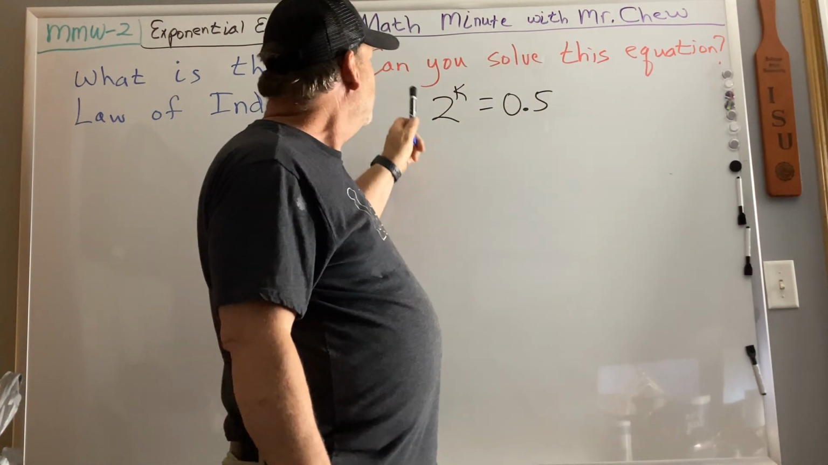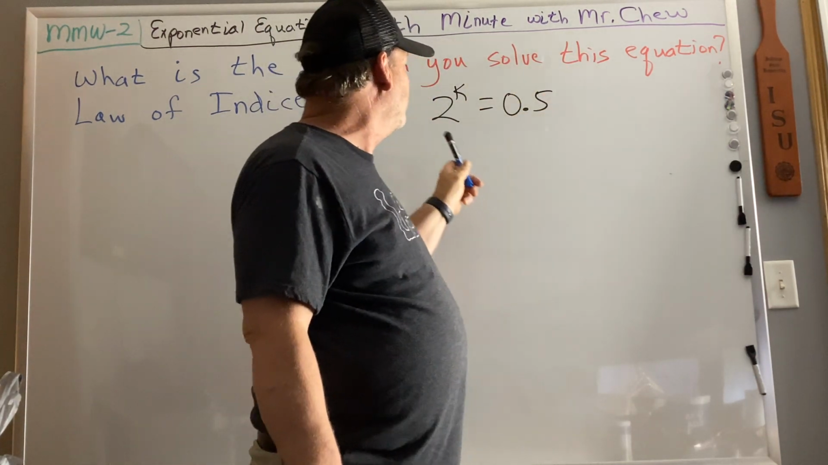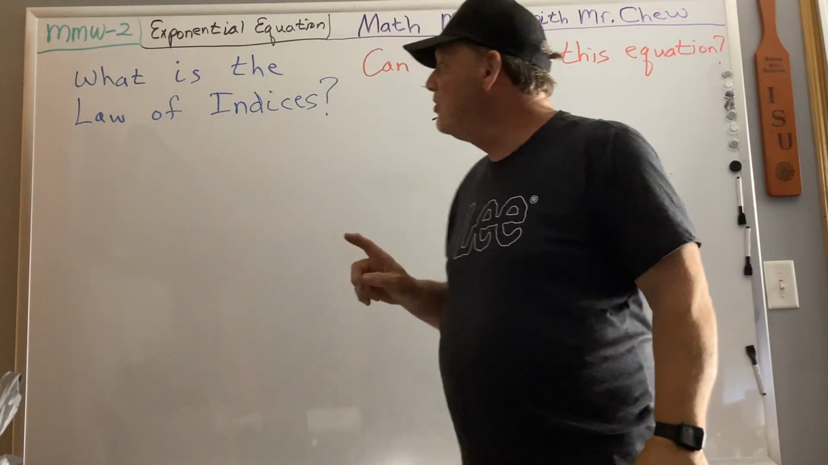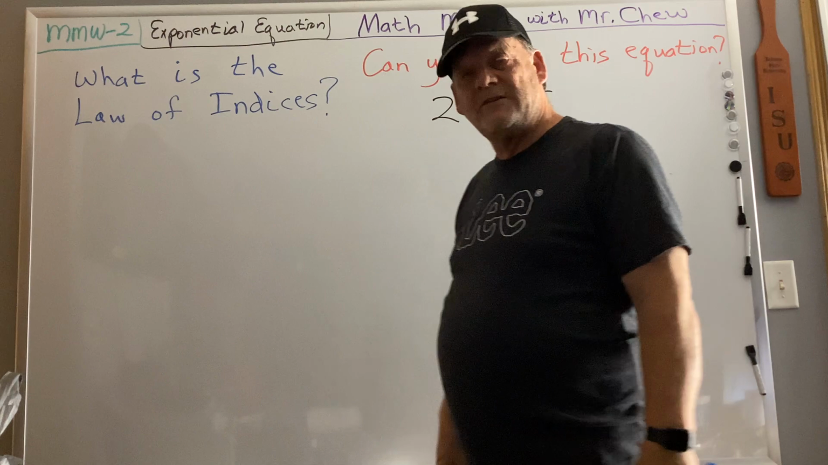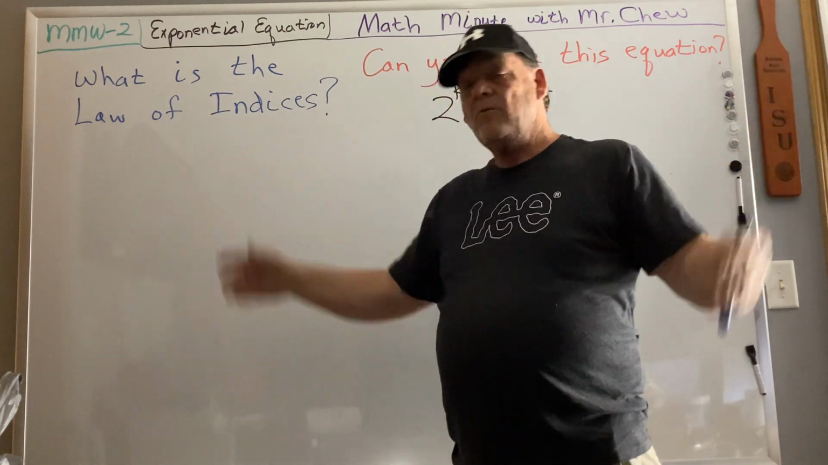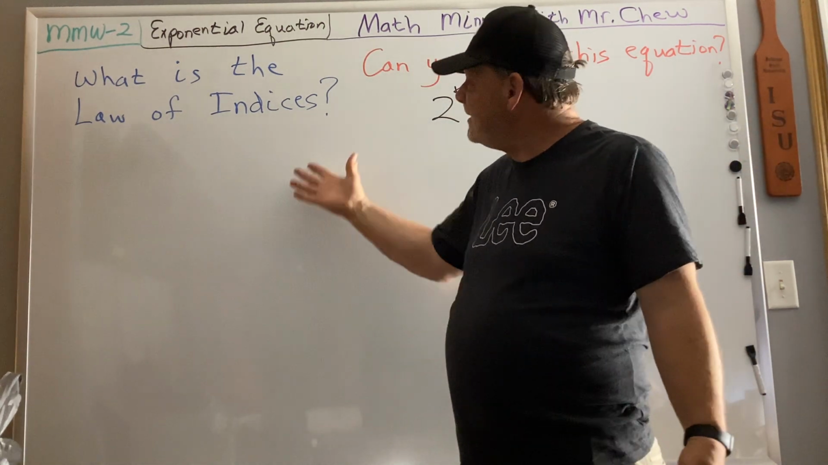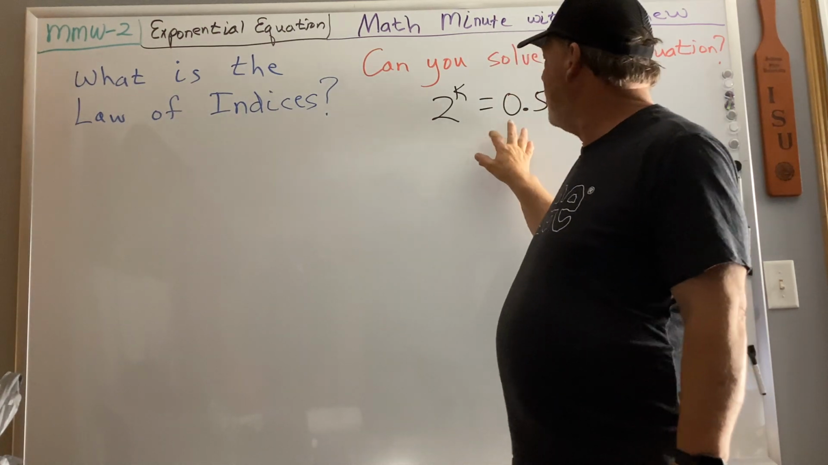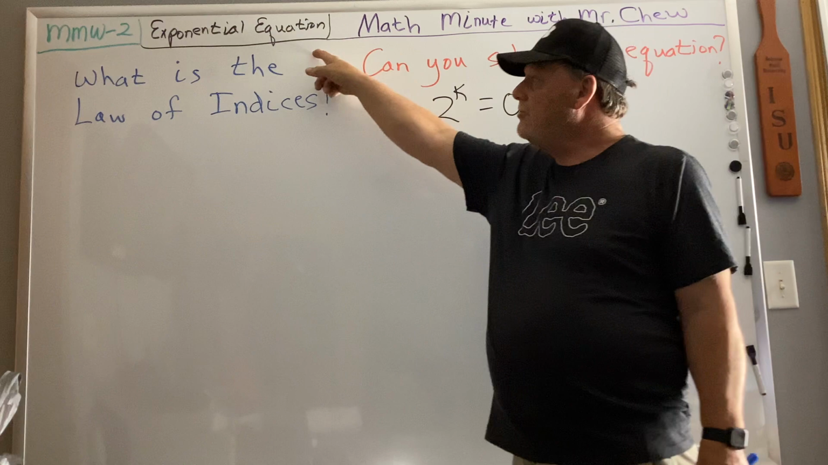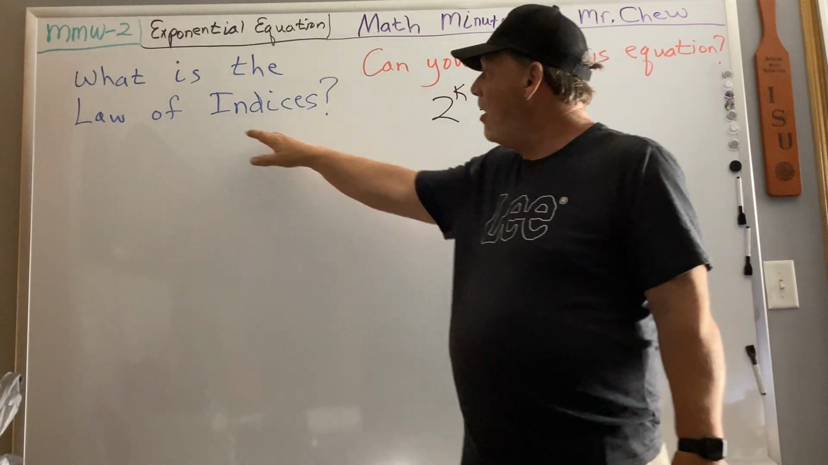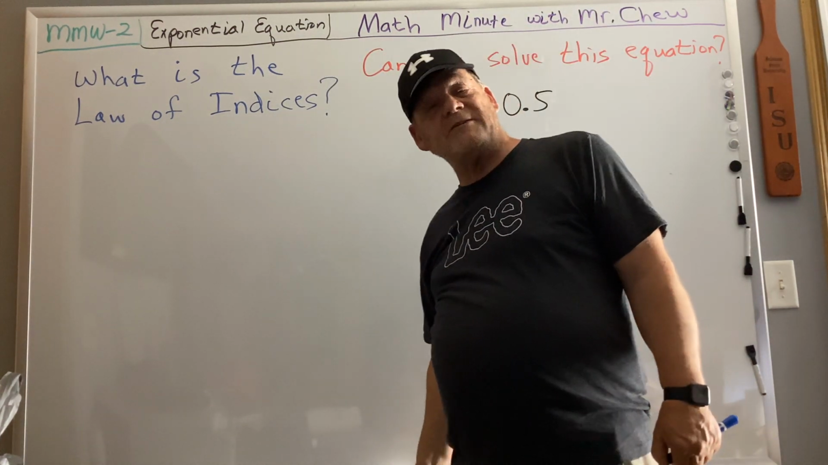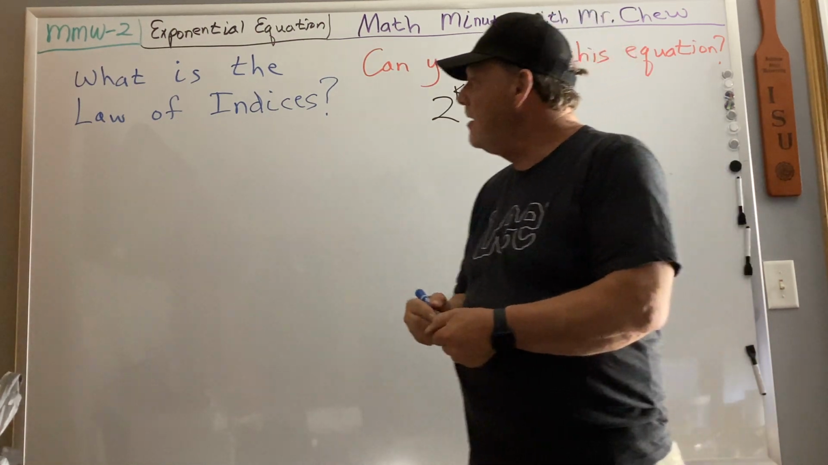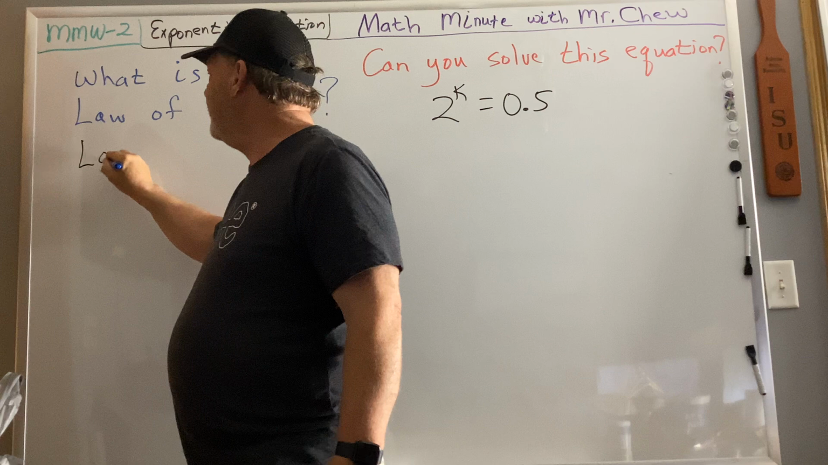Can you solve this equation 2 to the k equals 0.5? But I want you to use the law of indices. So you have to stop and think, what does that even mean? This is called an exponential equation, and the law of indices is just a fancy way of talking about the law of exponents.